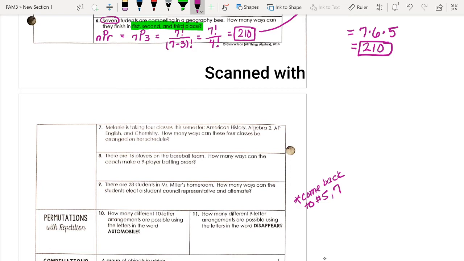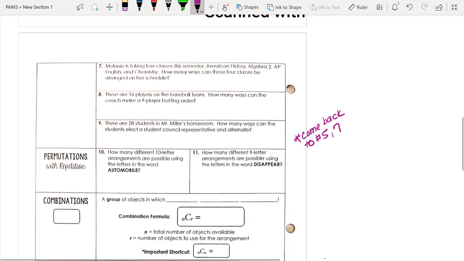Go ahead and try this one. There are 16 players on the baseball team. How many ways can the coach make a 9-player batting order? Okay, we're going to take our highlighter again. I want you to highlight the piece of the question that tells you that the order matters. There are 16 players on the baseball team. How many ways can the coach make a 9-player batting order? Right here is where it tells you that order matters. All right, so that means it's a permutation. So we're going to be using our nPr.